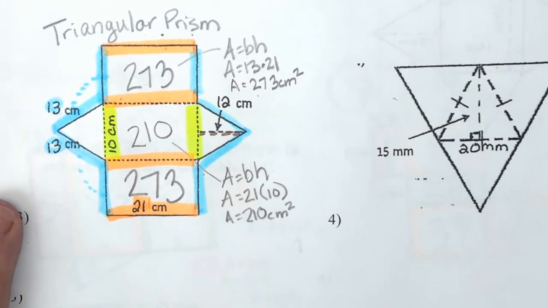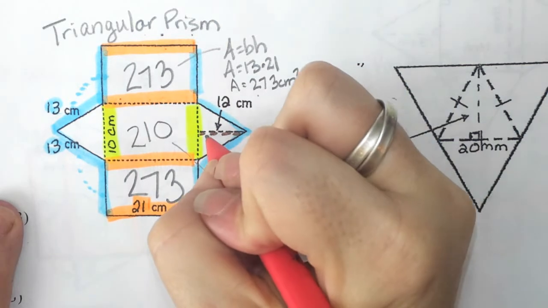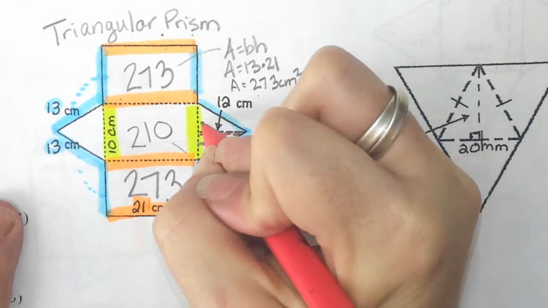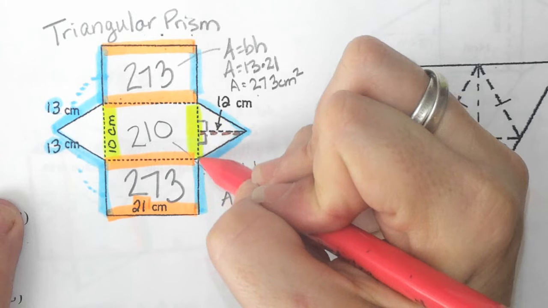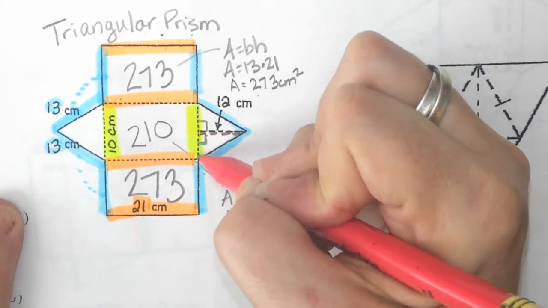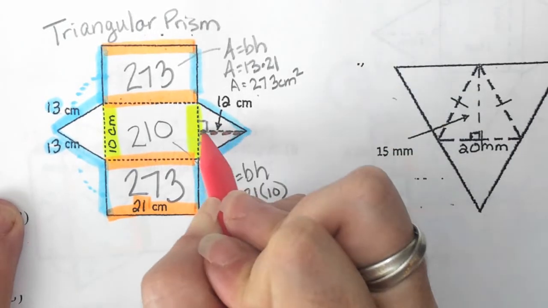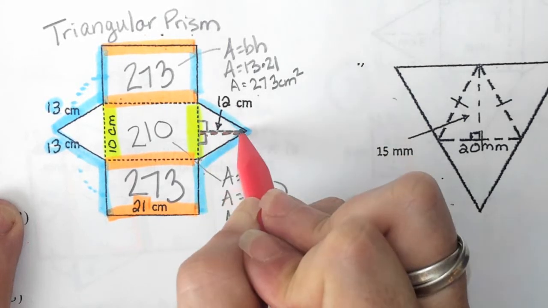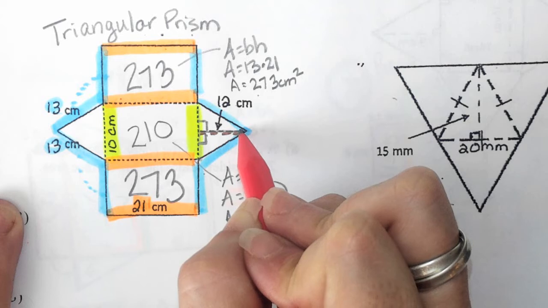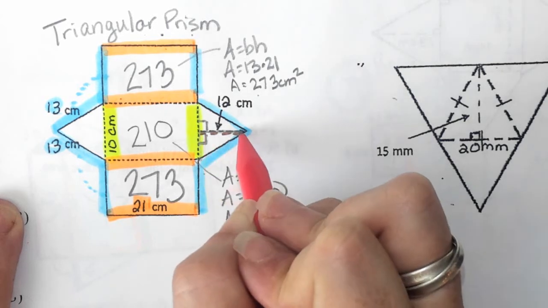So now I'm going to look at this triangle flap. It has to be base and height. Base and height have to be at a 90-degree angle. The only place there is a 90 is like right there. So my base is 10 and my height is 12. You don't want the length of the side, you want the height.